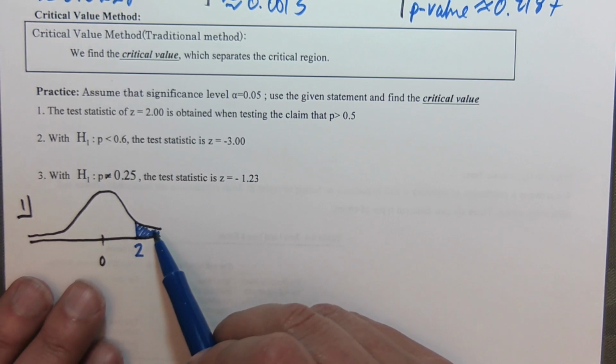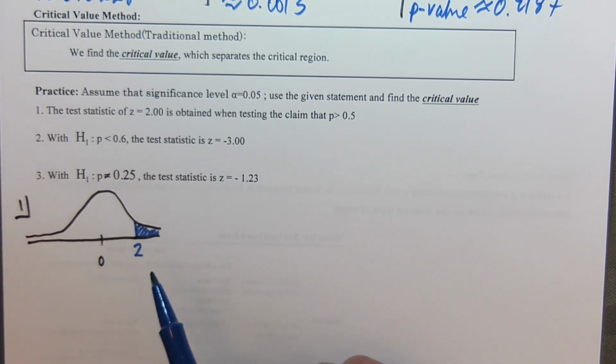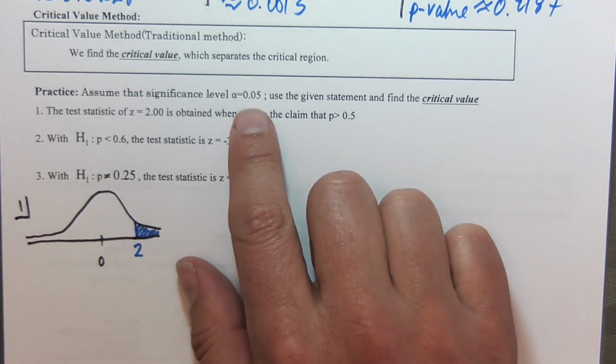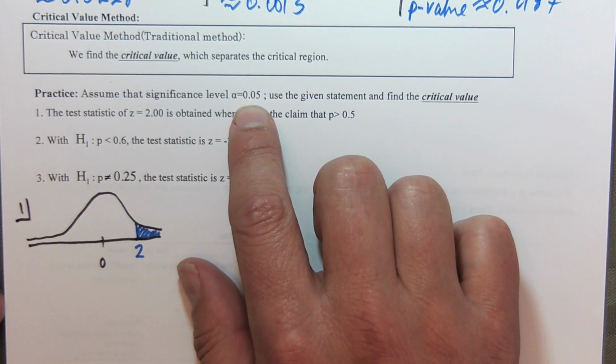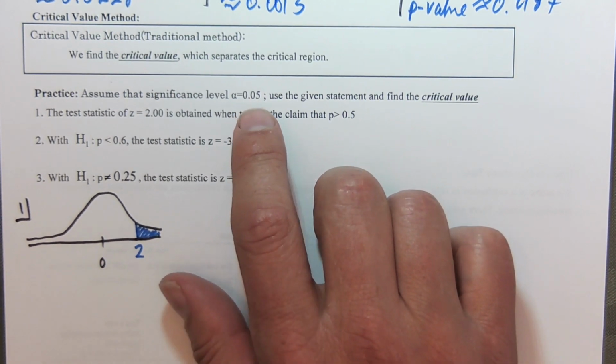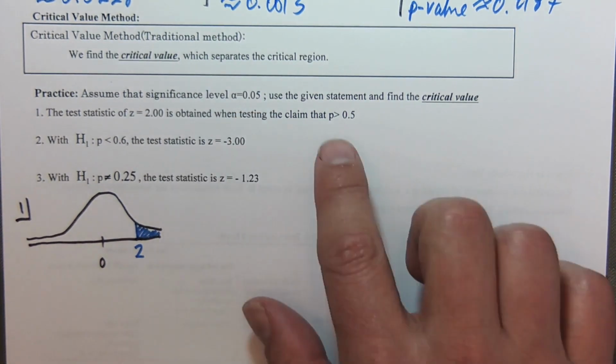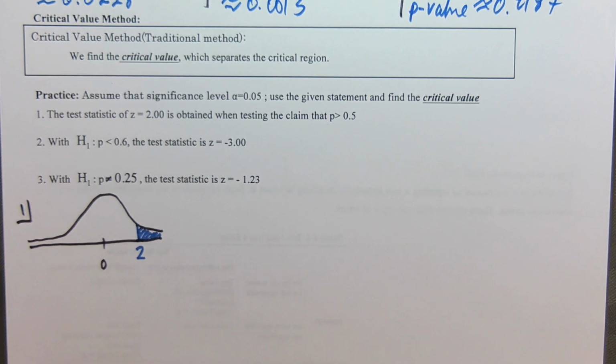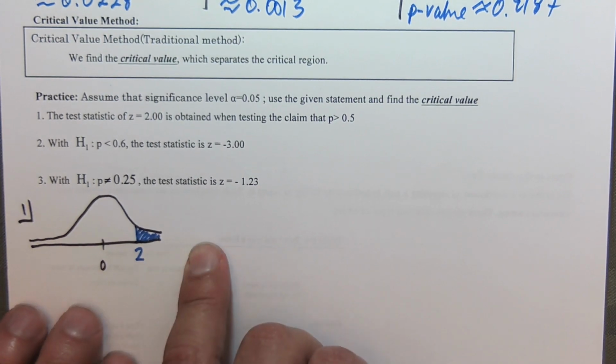And we're not going to care what the p-value is in this case. We're going to come up with the critical region. Now, this one has an alpha, and all of them will have an alpha. And because we have a greater than, that means it's right-tailed. So this means that alpha is going to be on this side here.